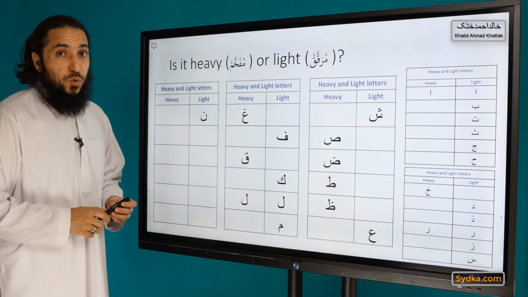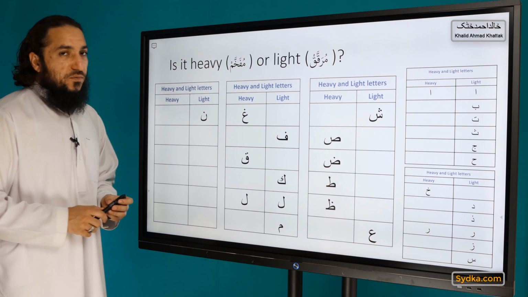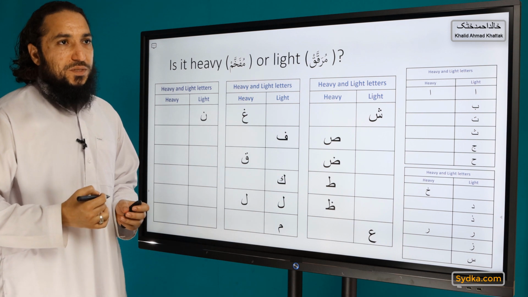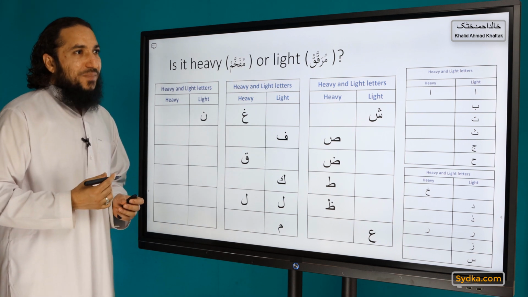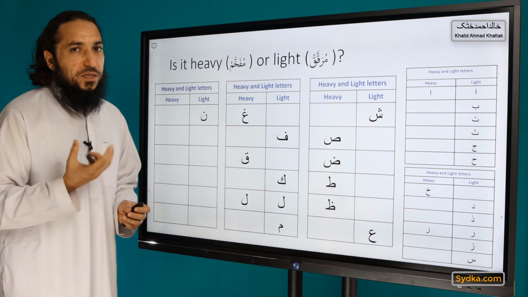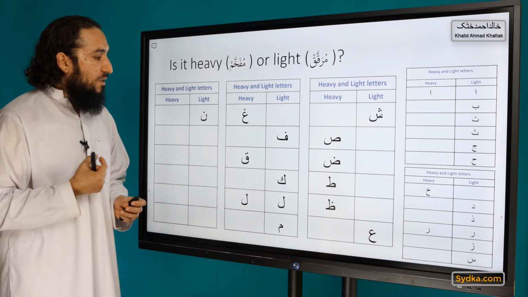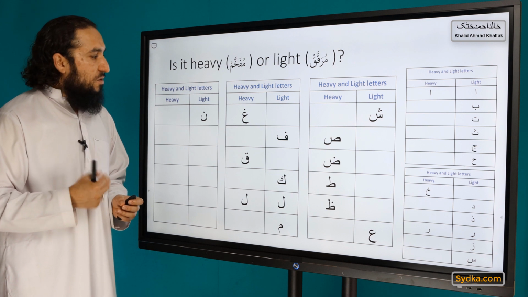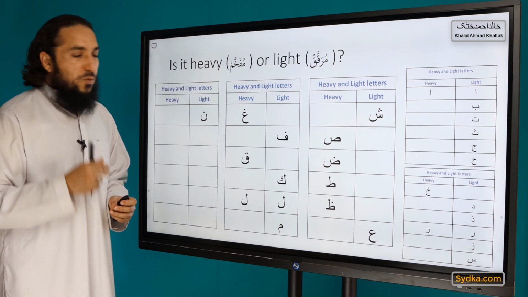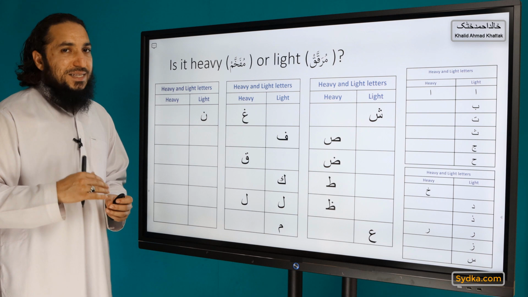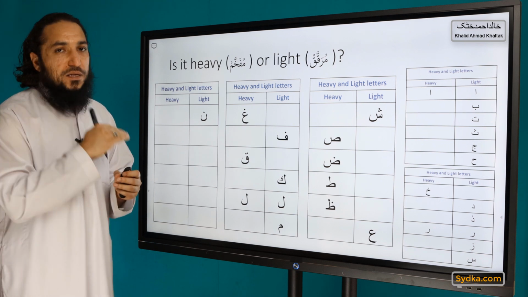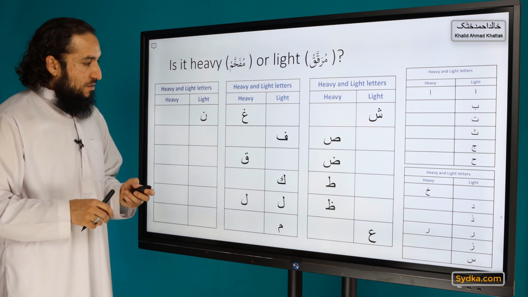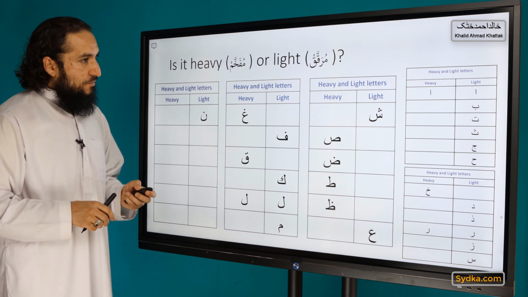Is it a heavy or light letter? It is one of the light letters, because when we are pronouncing it, noon is actually "na". When you pronounce the word noon, we can't make our facial expression into the smiling one. But when we pronounce the sound N, we can see the mouth is flat. N. So it is one of the light letters.